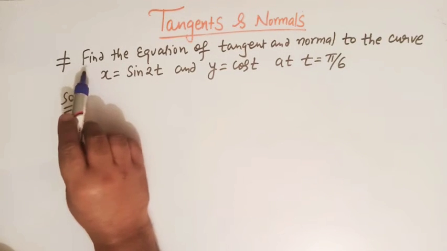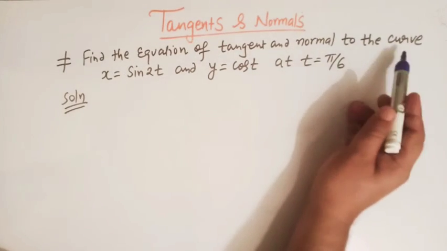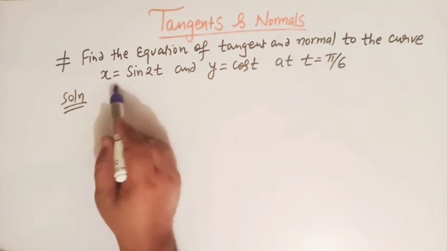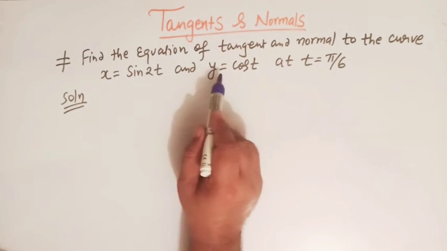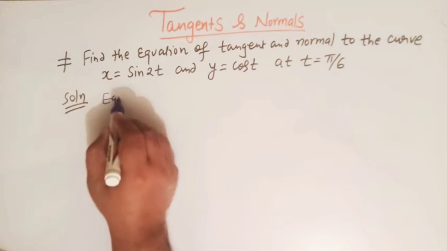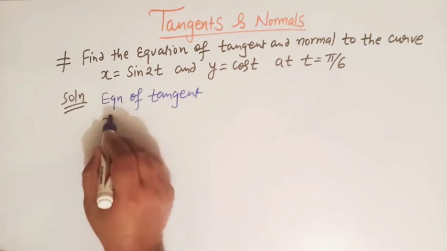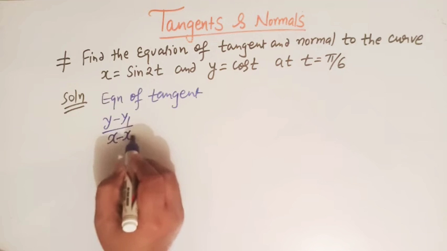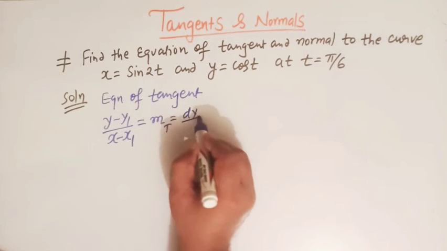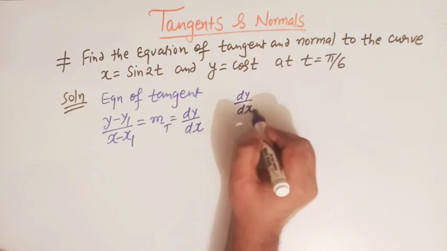Now viewers, let us take this problem. Here we have to find the equation of tangent and normal to the curve at t equal to pi by 6. Here again we are given the parametric equations of the curve. Now the equation of tangent is given by (y minus y1) over (x minus x1) is equal to the slope of the tangent, that is dy over dx.